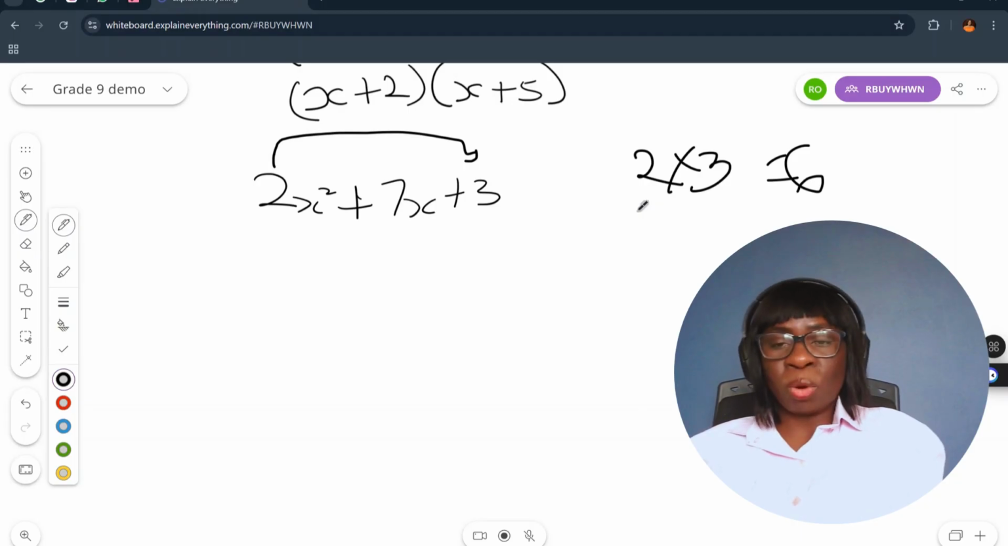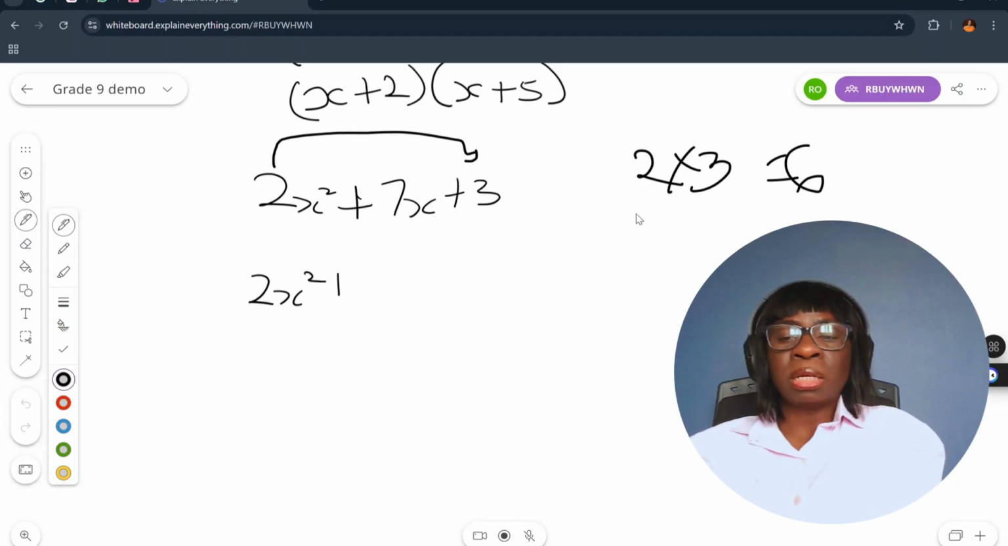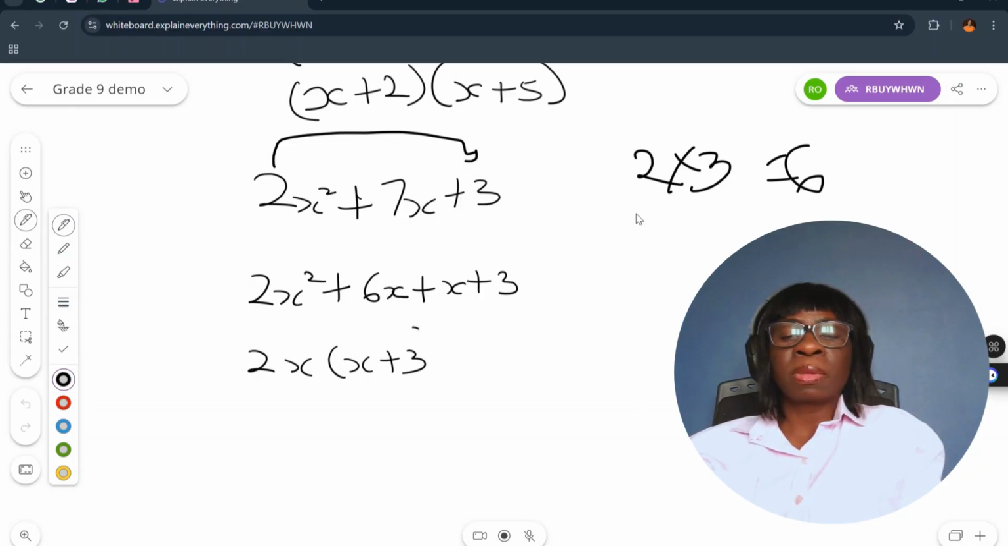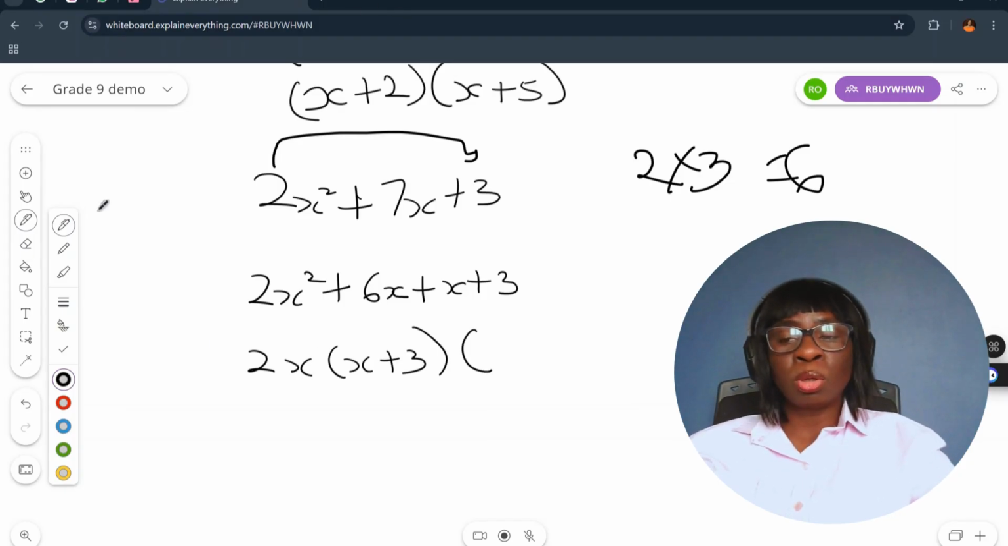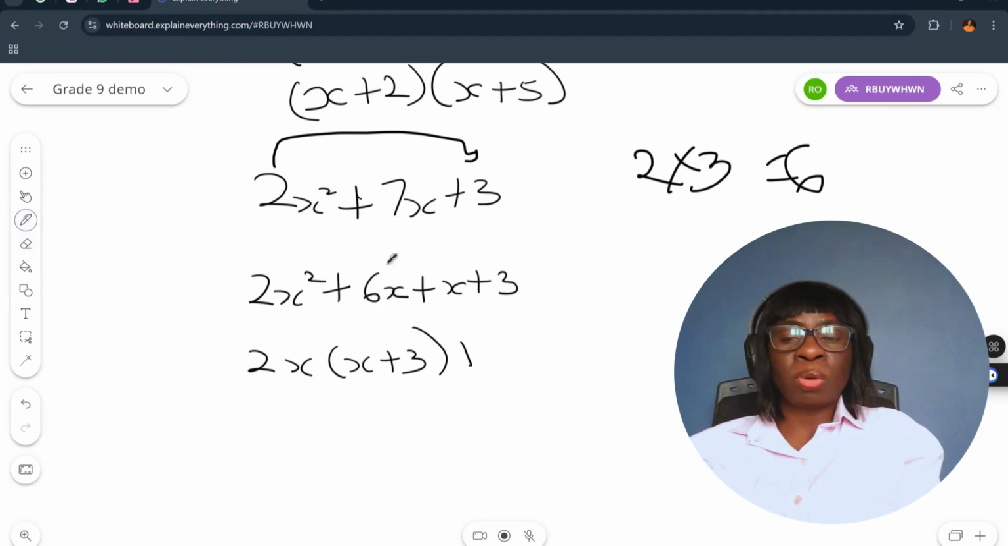So this one now, we will have 2x squared plus 6x plus x. We said 6 times 1, right? Plus 6x plus x, then plus 3. So we take the two together. We have 2x is common to both, then we have x plus 3. Then this one, nothing is common to both here. So since nothing is common to both, that means we have plus 1. That means it's only 1 that can go in x, and it will also go in 3. So we have plus 1 into bracket x plus 3, because 1 times x is x, 1 times 3 is 3. So we now take them together, this one and this one.